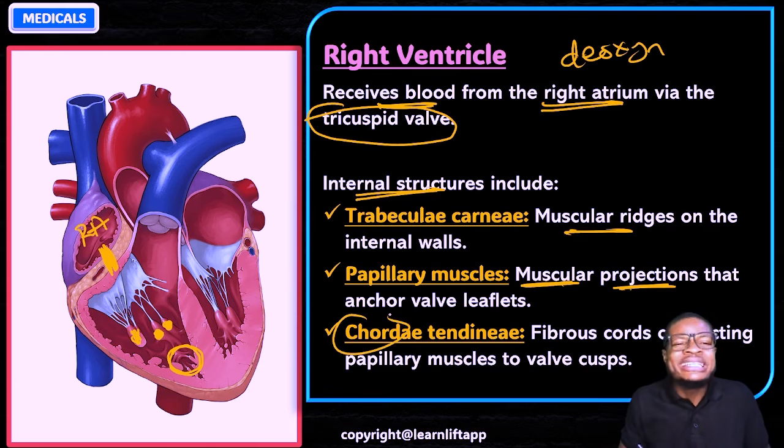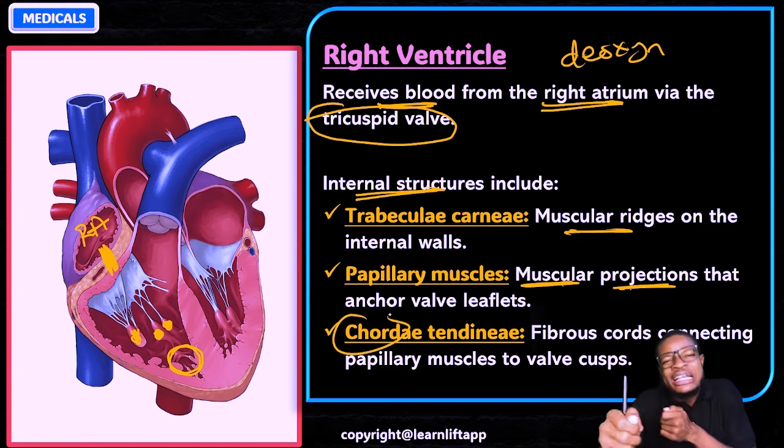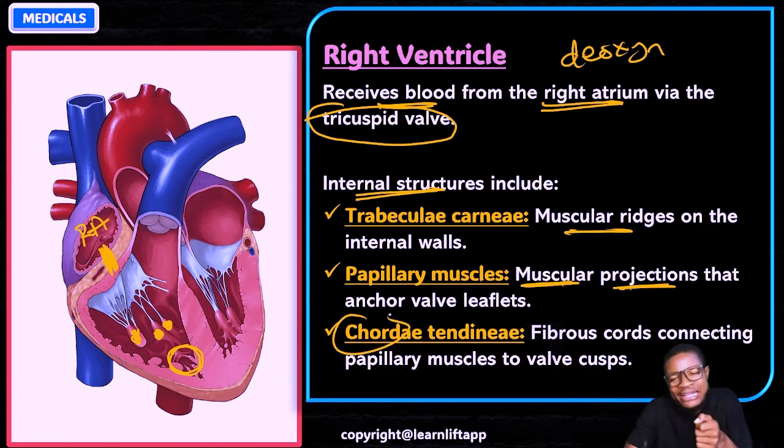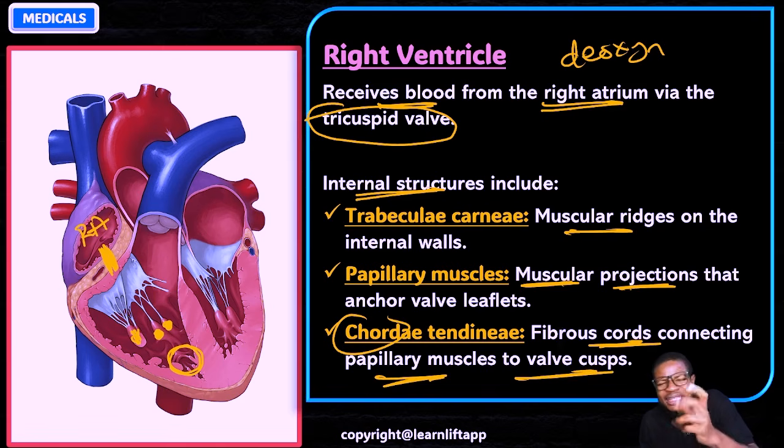The chordae tendineae. They are cord-like tendons. Right? They are fibrous cords connecting papillary muscles to the what? The tricuspid valves.